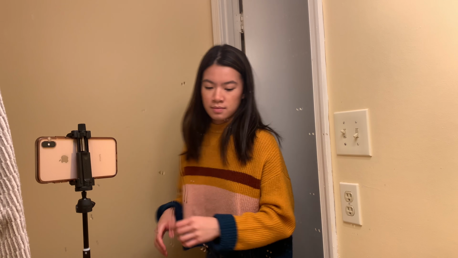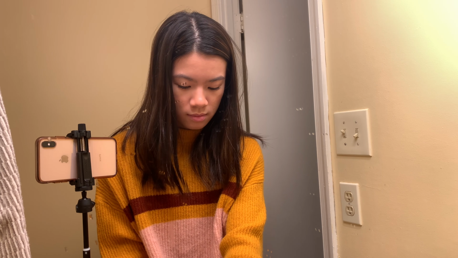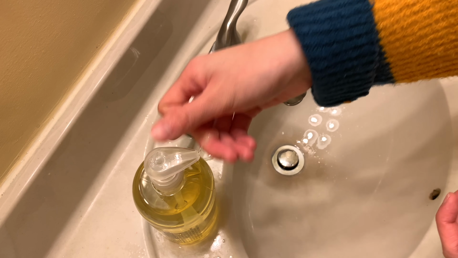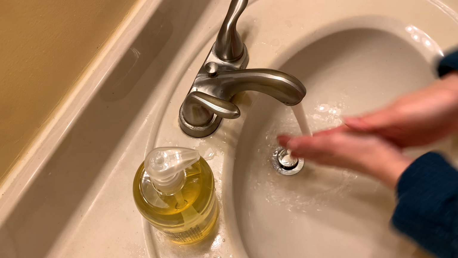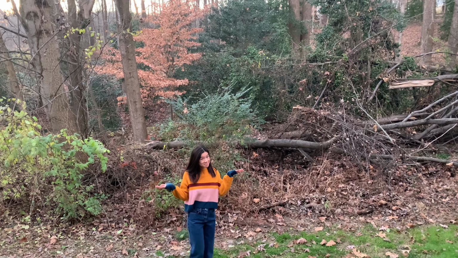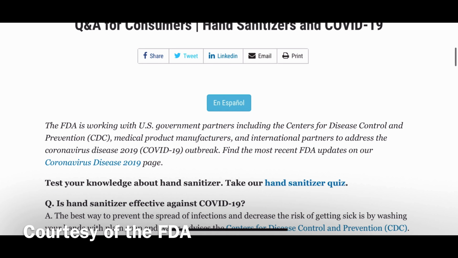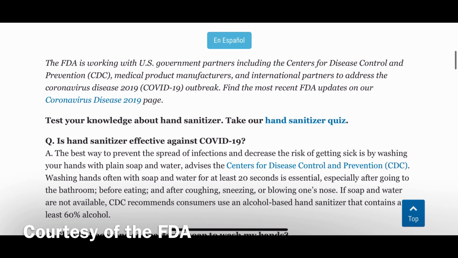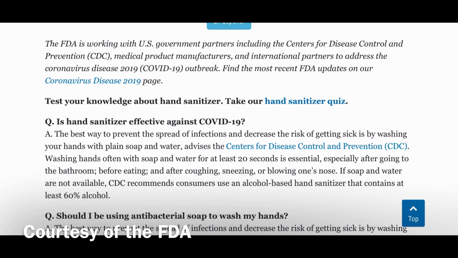This year has especially shown that hand washing is one of the best preventative measures we can take against illness. But what if you don't have access to clean running water and soap? Your next best bet is an alcohol-based hand sanitizer that kills bacteria through the process of denaturation.